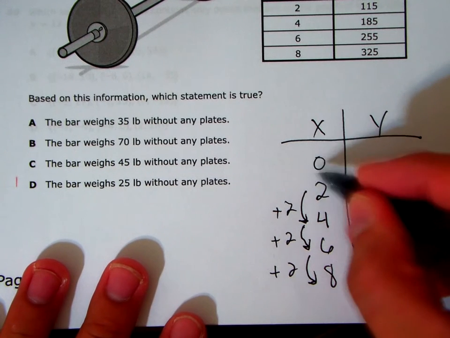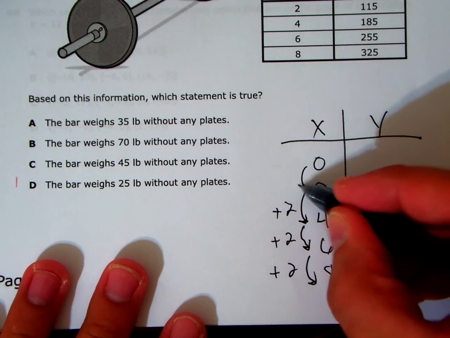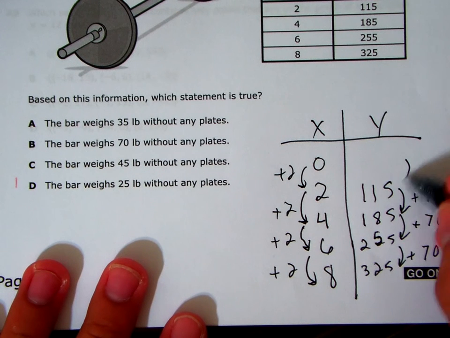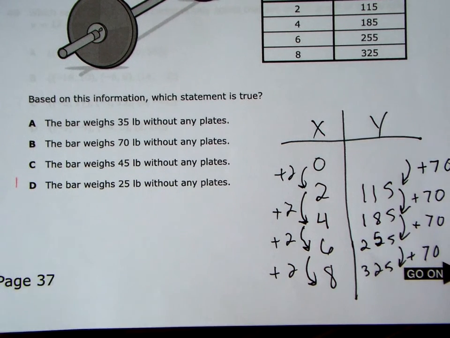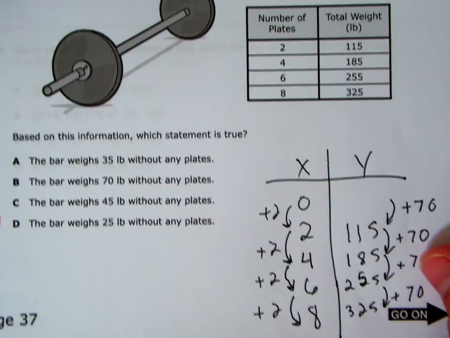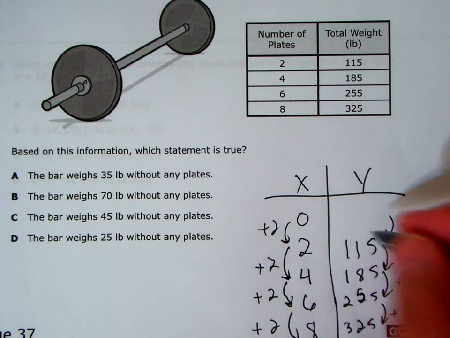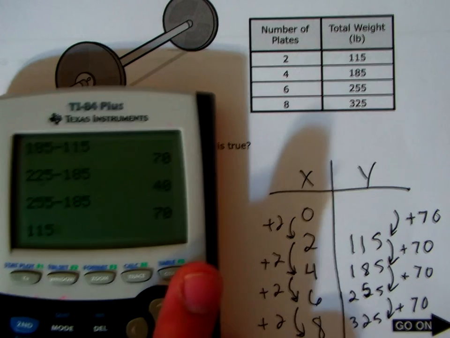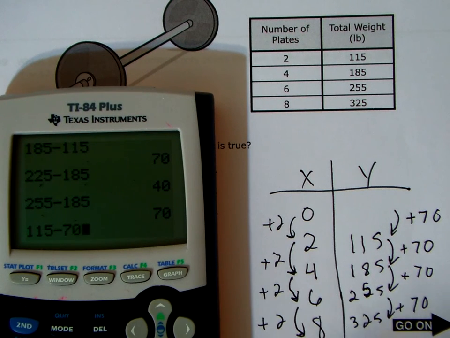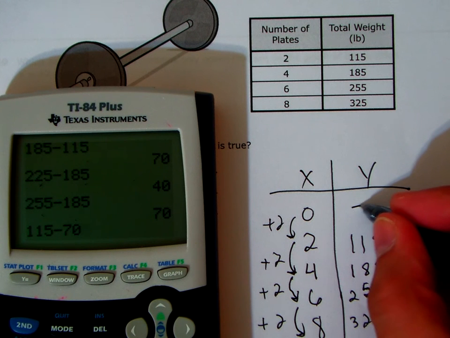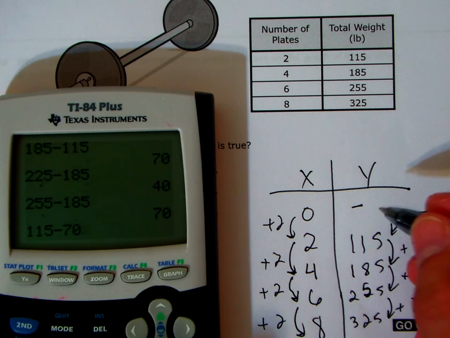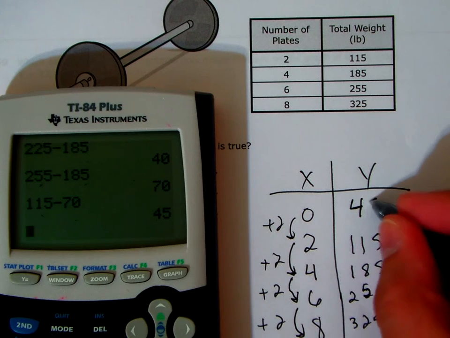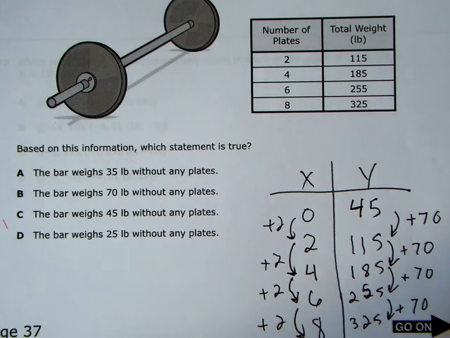What happens if we go backwards? From here to here is what? Plus 2, right? So from here to here, it should be plus what? 70. So when we're going forward, we're adding 70. So if we're going to go backwards, we're going to subtract 70, right? So 115 minus 70, and we should get what? 45. Okay?